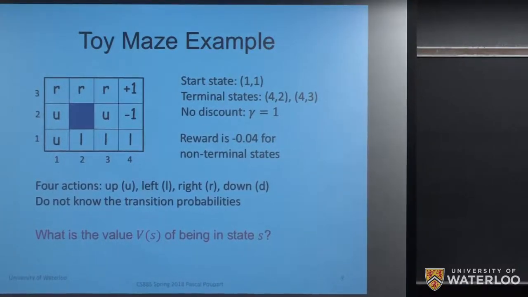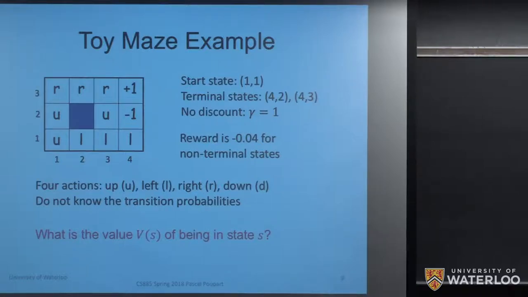Okay, so I start in 1-1, then I execute the action up, and then in this case, let's say that I end up after that in 1-2. Then after this, 1-3, then 1-2, then 1-3, then 2-3, 3-3. And finally, 4-3. Okay. So this is one sequence, right?